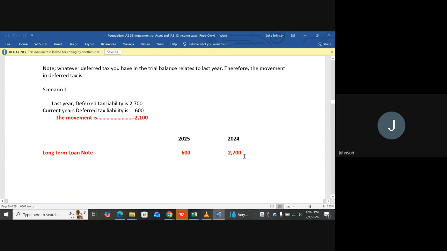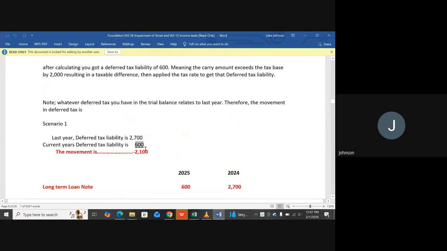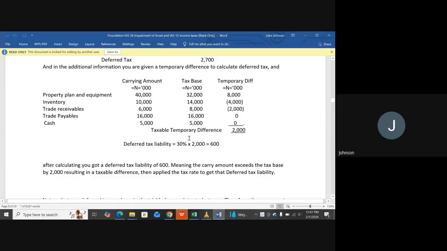So here, last year you are having 2,700 as a liability. This year, the liability is no longer 2,700, the liability is now 600. What happened? It means out of this liability, we have settled some of it. So we now say 2,700 minus 2,100. We are going to get 600 because both of them are actually liabilities. So this is it. The movement is a negative 2,100.